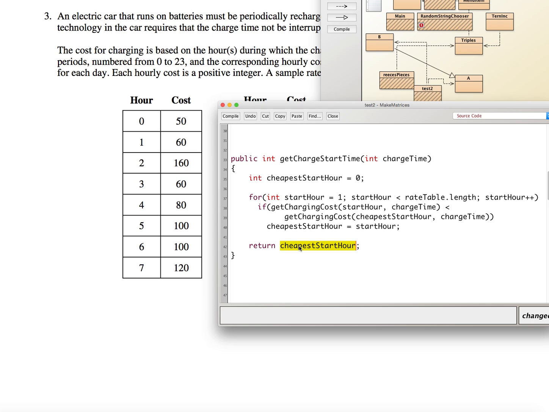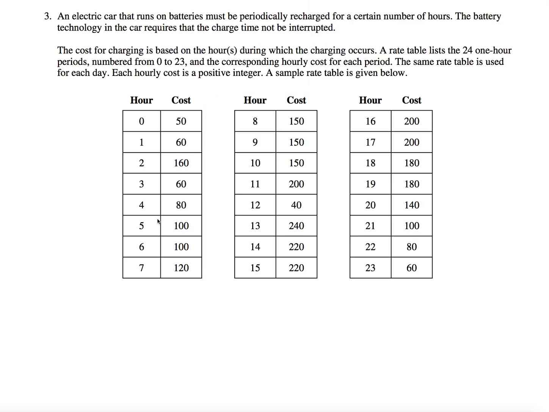And at the end, cheapest start hour will contain the start hour that would result in the minimum cost, and we return that value, and we're good to go. So that is electric car.